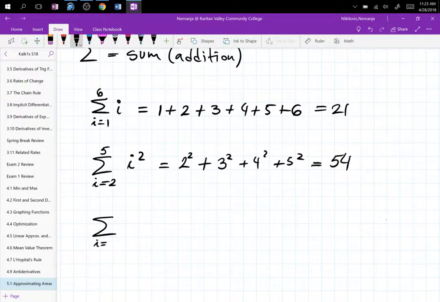Summation, i starts at 0, goes to 4, of 3i plus 2. What do you get?